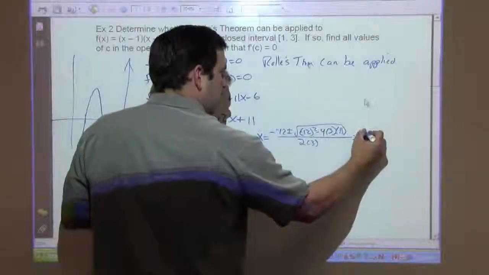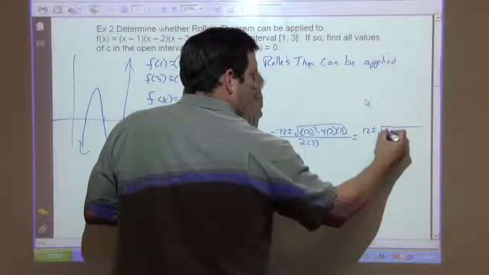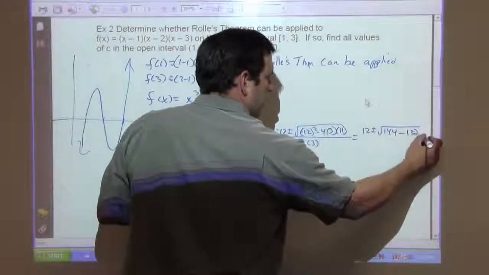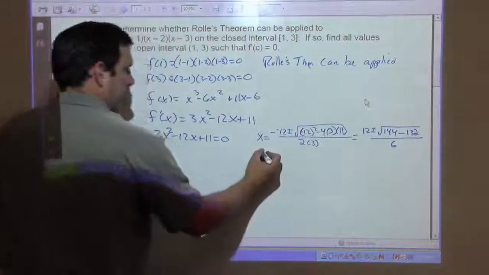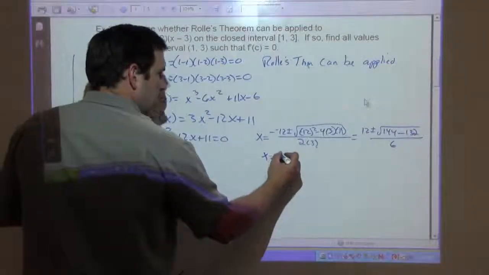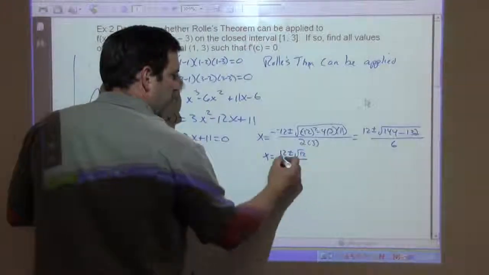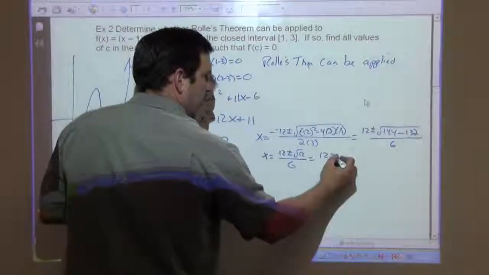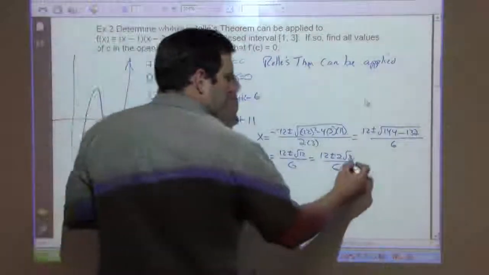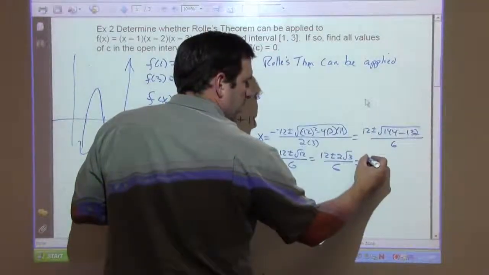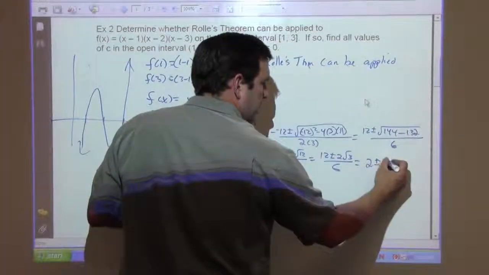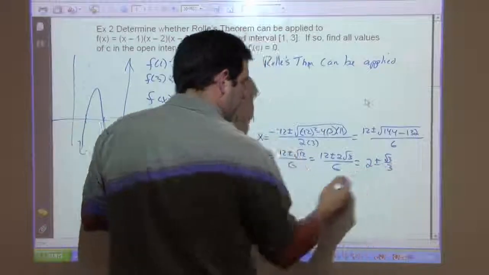That is 12 plus or minus the square root of 144 minus 132, all over 6. That's 12 plus or minus the square root of 12 over 6. 12 plus or minus 2 root 3 all over 6. And that can be reduced to become 2 plus or minus square root of 3 over 3.